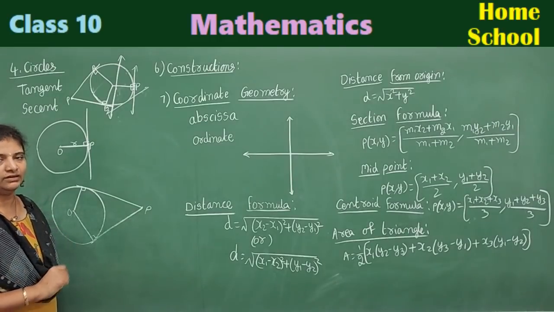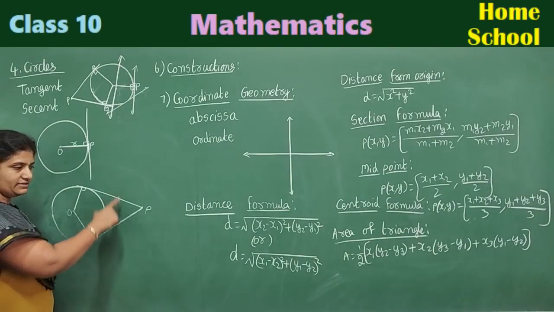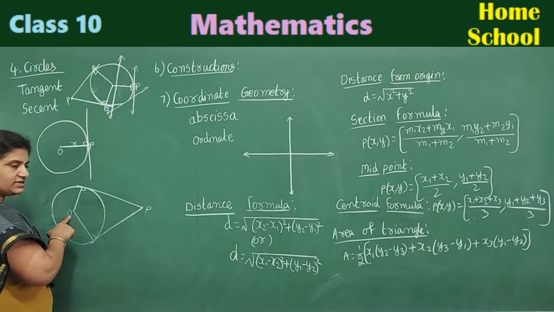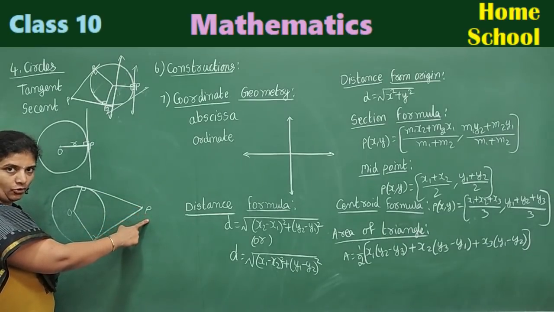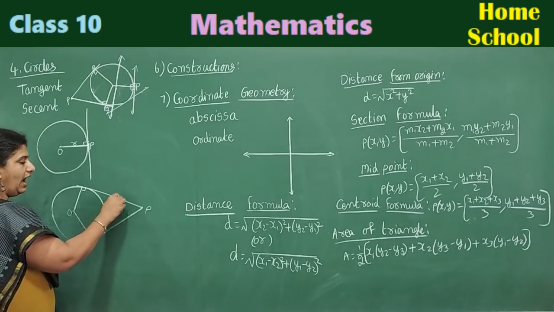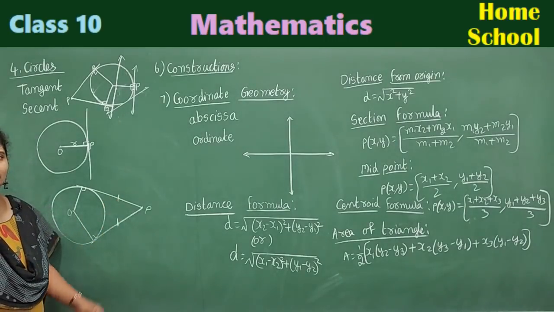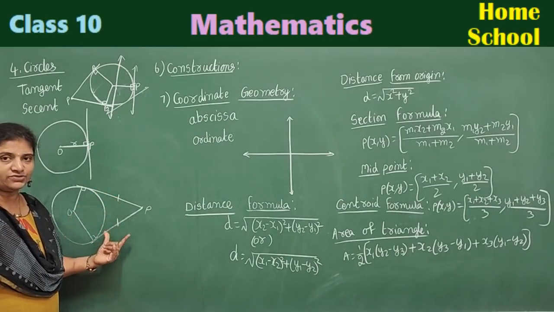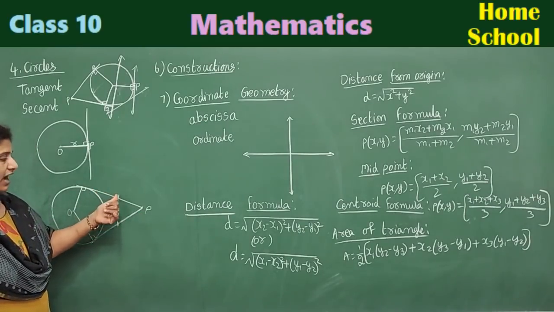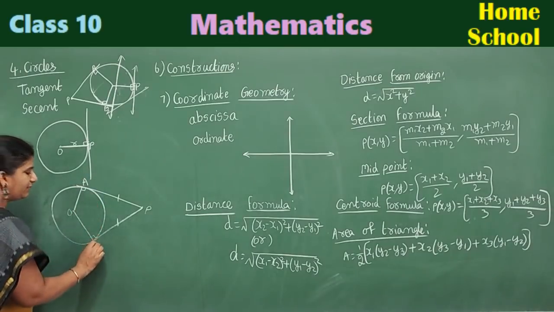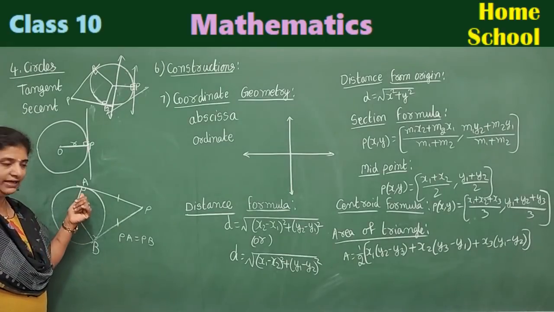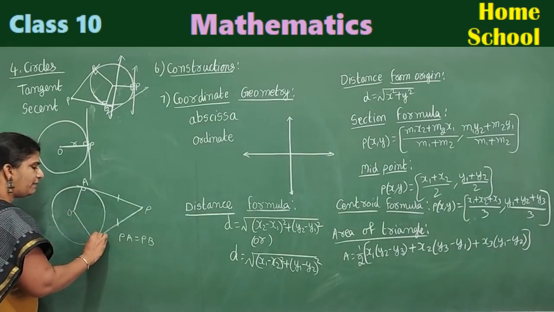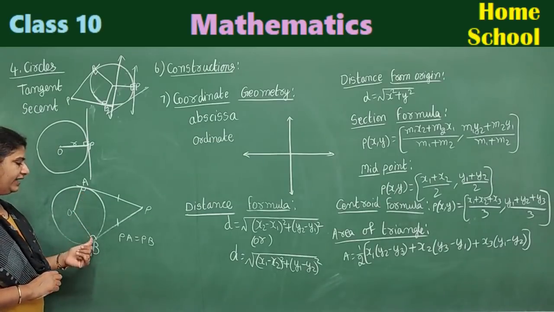Next theorem statement. P is the external point, O is the center, and these 2 are the tangents. The lengths of 2 tangents from an external point to a circle are equal. What does it mean? PA is equal to PB. And you know that angle A and angle B are perpendicular, right? Then this is 90, 90.